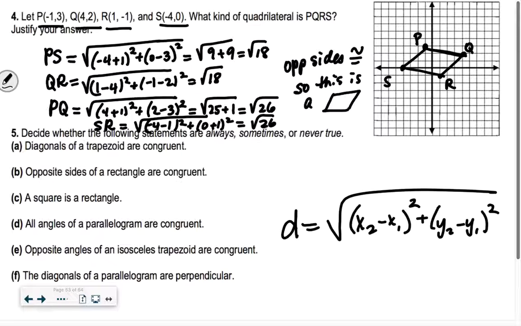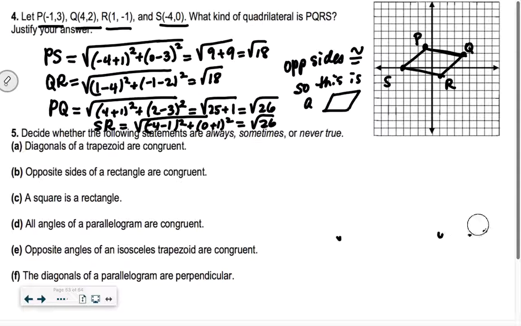All right, so number 5. It says decide whether the following statements are always, sometimes, or never true.